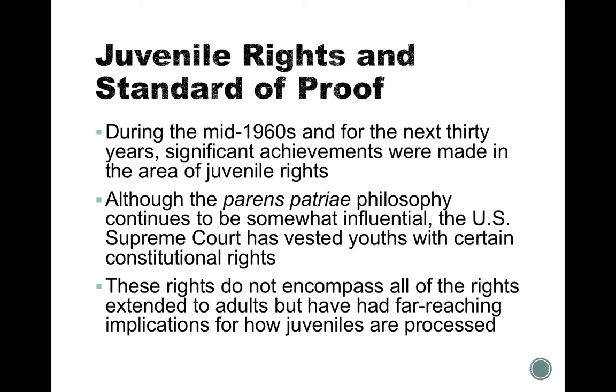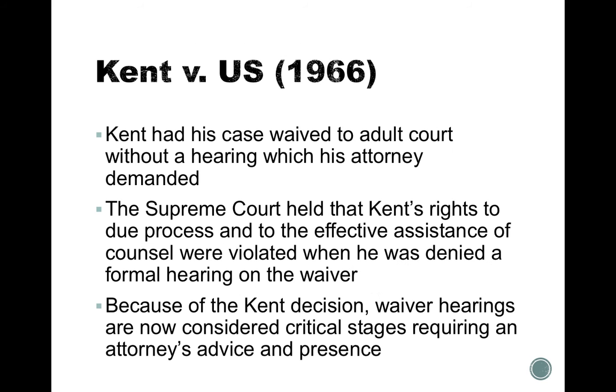The rights that juveniles have are a little bit limited. They don't have the same amount of rights as adults, although they have most of them at this point. In the mid-60s, we start to see juveniles gain a lot of these rights through a series of court decisions. They don't encompass all the rights extended to adults, but they have had far-reaching implications, and thus have made the juvenile justice process a little bit more formal.